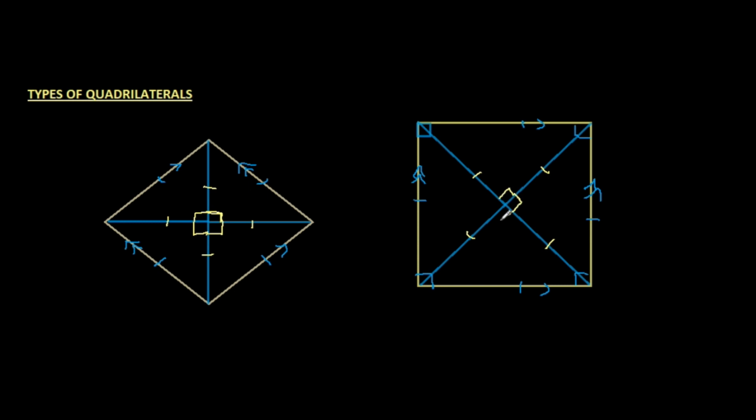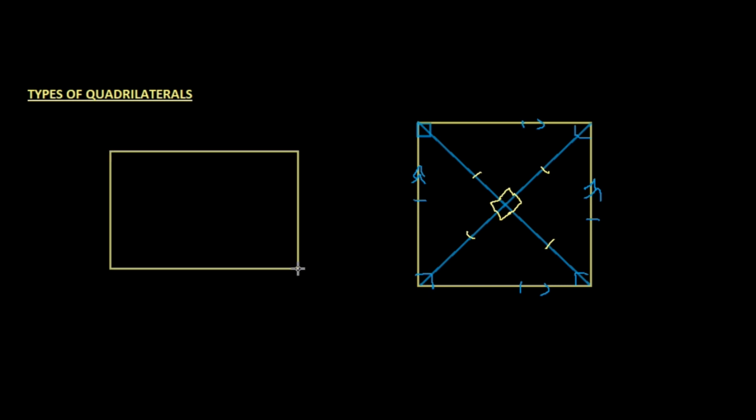So this is a right angle, this is a right angle, this is a right angle, and this is a right angle. Now a square resembles another special kind of quadrilateral, which looks something like this, and this is called a rectangle. And the properties of rectangles are very similar.